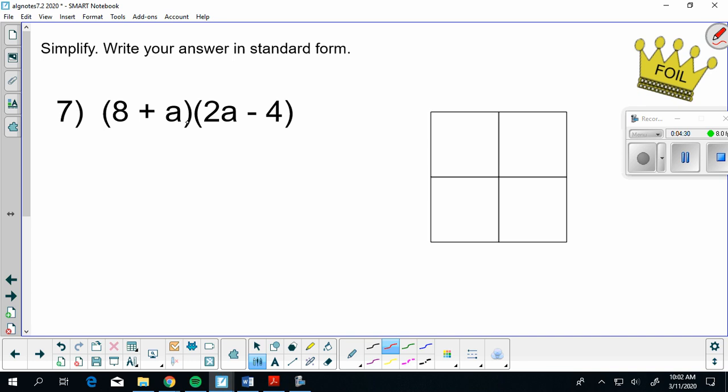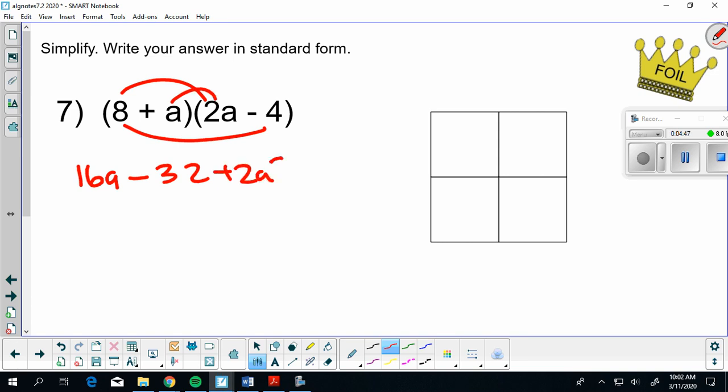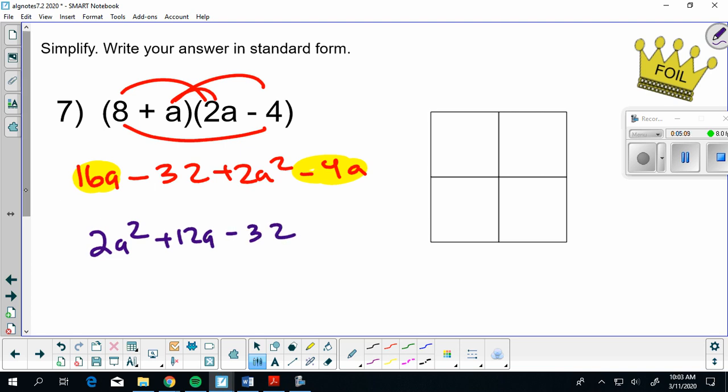Okay, here I've got this switched, but I do the same thing. It doesn't matter that 8 and a are in different spots. So I'm still going to do 8 times 2a, which is 16a. 8 times -4, which is -32. a times 2a, which is positive 2a squared. And a times -4, which is -4a. Okay, so I will be adding not the middle two this time, but the outside two because this was backwards, so it put them in a different order. I'm also going to write them in standard form. So the 2a squared is going to go first. I'll combine the a terms, so that's plus 12a and minus 32.